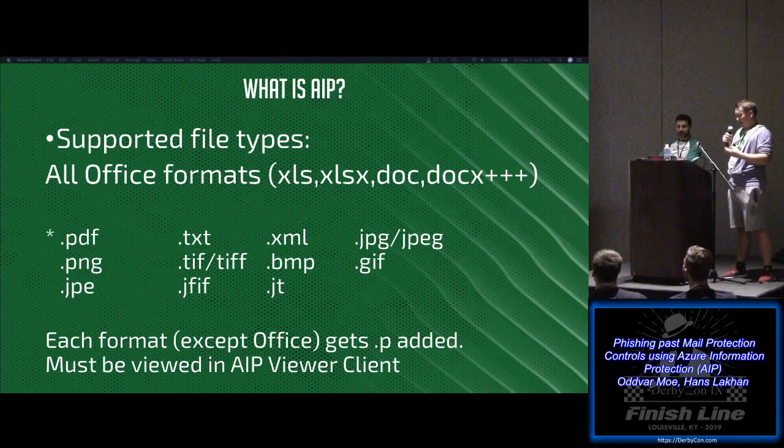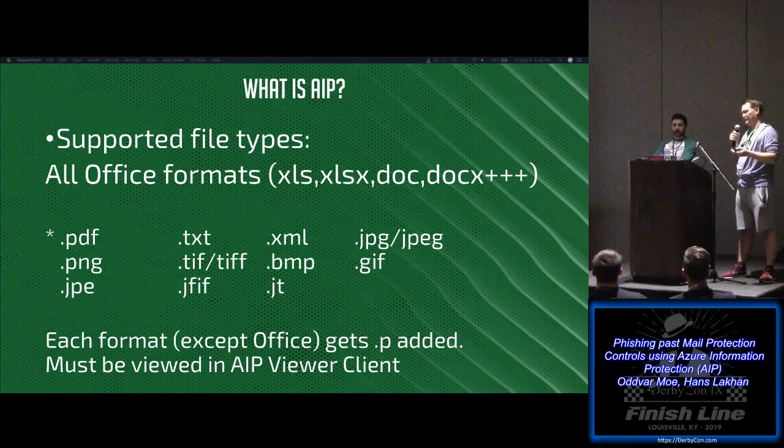In terms of the file types that are supported, it's basically all Office files, XLS, XLSX, and so on. It also has support for other extensions, such as PDF, TXT, and the list, you can see it here. The problem with the other extensions is that it changes the name of the file. So if the file is called file.txt, when you encrypt it with Azure Information Protection, it changes the extension to p.txt. And you can only open it using the Azure Information Protection client viewer. So that's useless for us as attackers unless they have the client, and you're not sure. So you have to be sure of that at least.